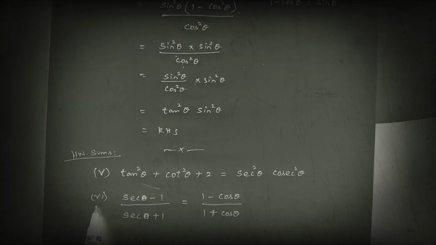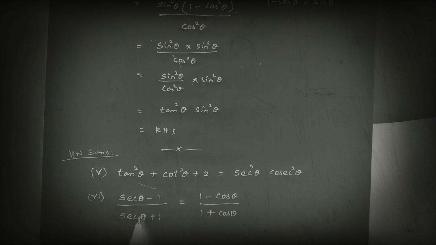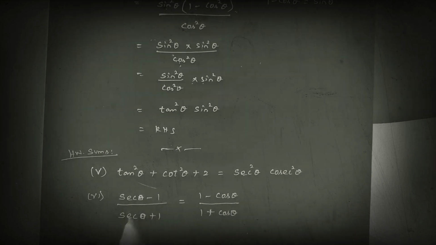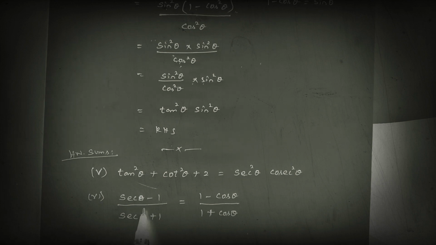Subdivision number 6: sec theta minus 1 divided by sec theta plus 1 is equal to 1 minus cos theta divided by 1 plus cos theta. Here we can take the LHS and bring the RHS, or take the RHS and bring the LHS. I told you that if the numerator is a single term in fraction form and the denominator has 2 terms, we can directly rationalize the denominator, but we don't want to go with that method alone. We can go with a different method, whichever is applicable.